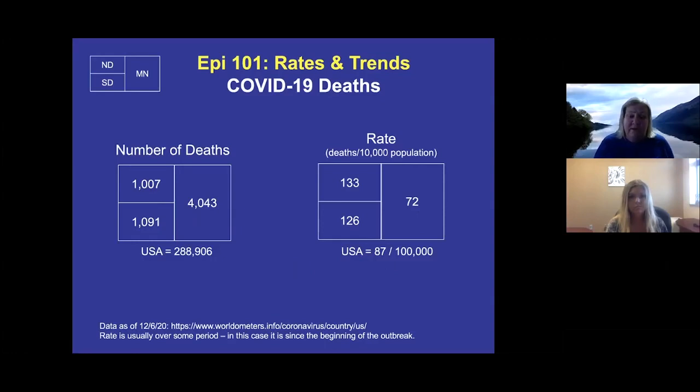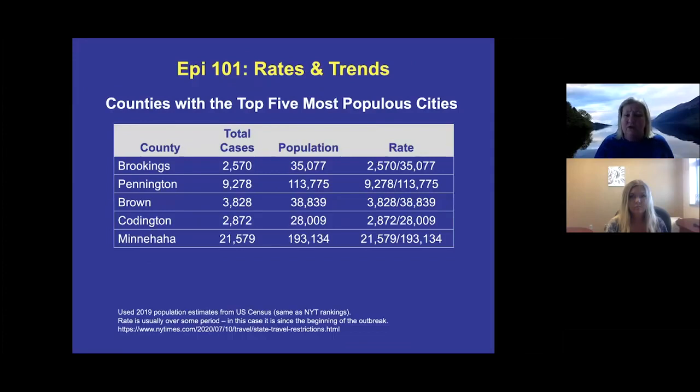And some people have said, well, why don't you just give the population size and the cases and let people figure this out, see it on their own. So this is what a table like that would look like. Here we have just the 5 most populous cities, and we have the total number of cases for each of those counties, as of yesterday's update. And then here we have the population for those different counties.